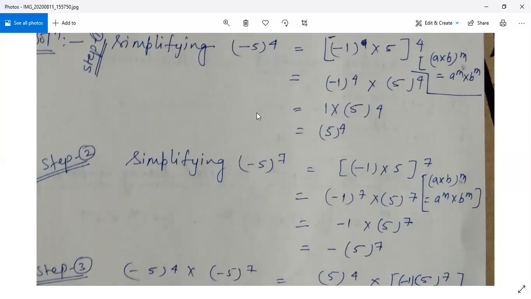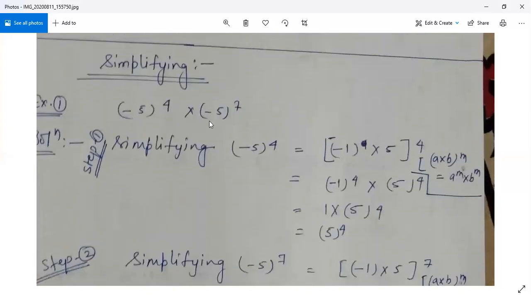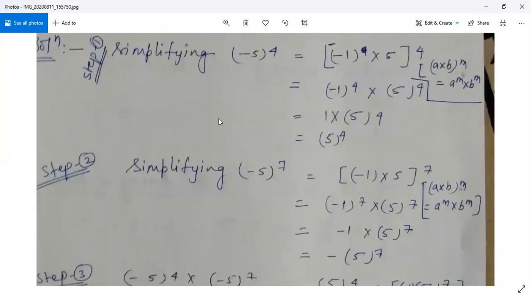Then in the second part, we will be solving this (-5) to the power 7. In the second step, we will be doing it like that. Simplifying (-5) to the power 7 will also be similar. In the same way, you have to simplify (-5) to the power 7.